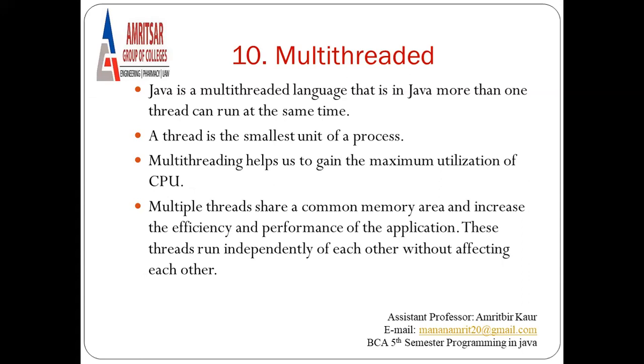So multi-threading helps us gain the maximum utilization of the CPU, because if thread 1 is taking input output, then another thread can use the CPU. There is less chance that the CPU will be idle. So it helps to gain maximum utilization of the CPU.